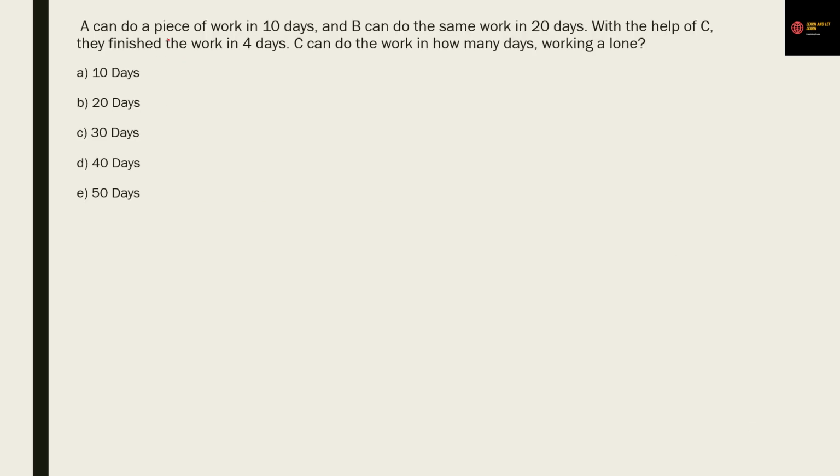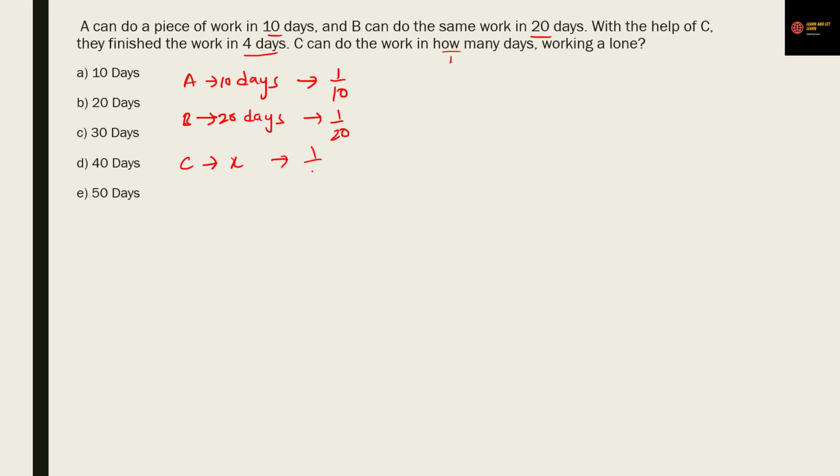A can do a piece of work in 10 days and B can do the same work in 20 days. With the help of C, they finish the work in 4 days. C can do the work in how many days? So he gives the data as A can do the work in 10 days, so he does 1 by 10th part of the work in 1 day, and B can do it in 20 days, so he does 1 by 20th part of the work in 1 day. C is what we are asked to find, so let us suppose it is X.